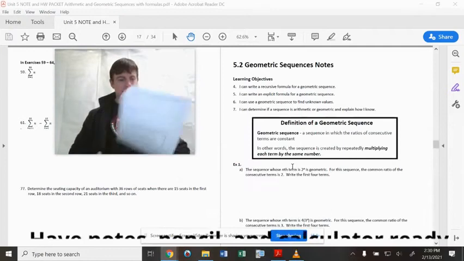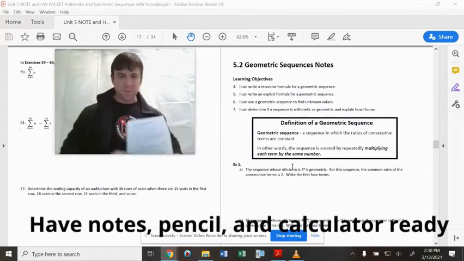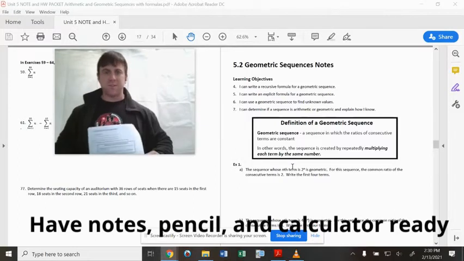Hope you're doing well. Anyway, the stuff that we're going to be talking about for this particular lesson is on the information that you see up on the screen, 5.2 geometric sequences.